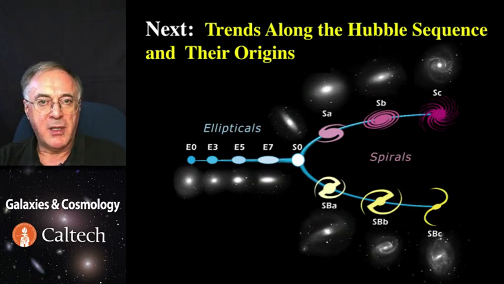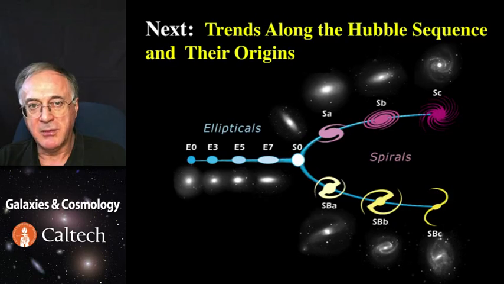So next time, we will actually look into the trends of physical measurable properties along the Hubble sequence and where they really come from.